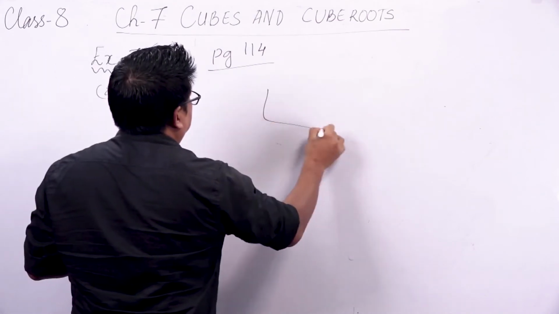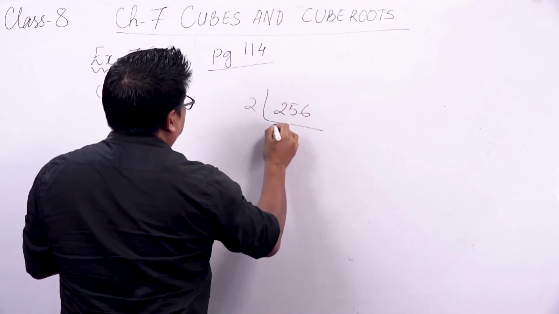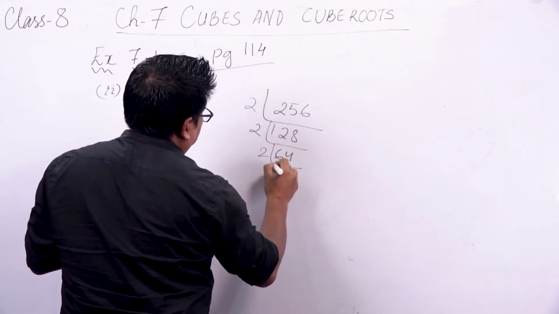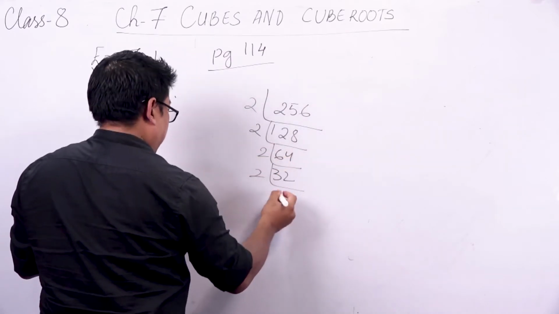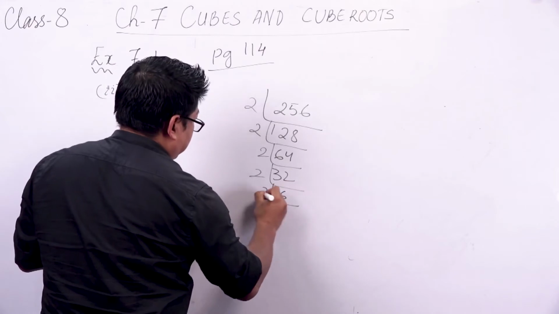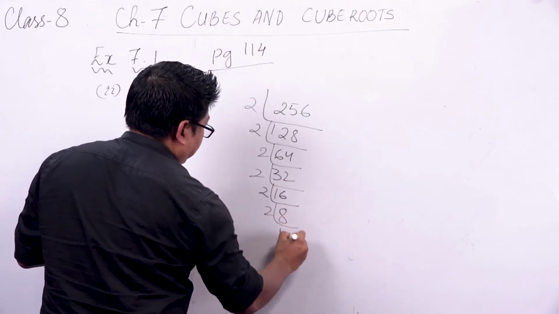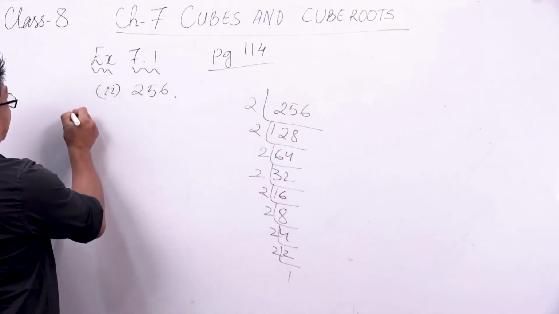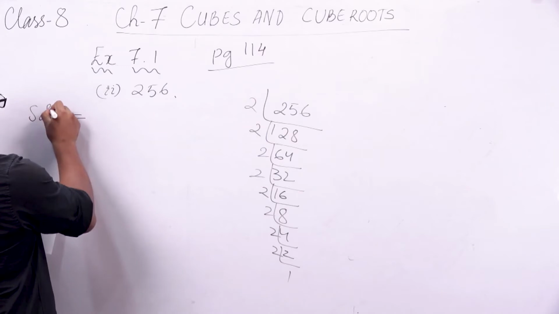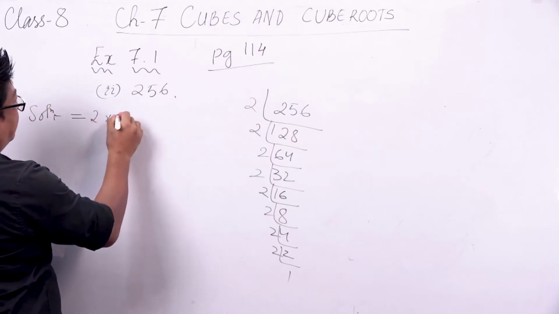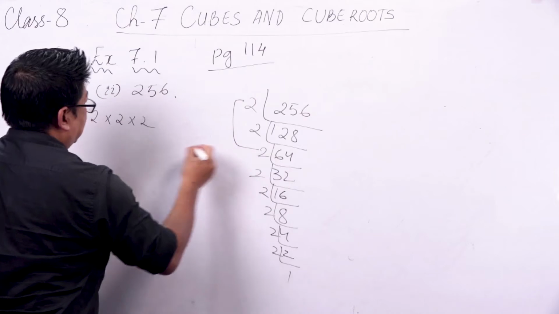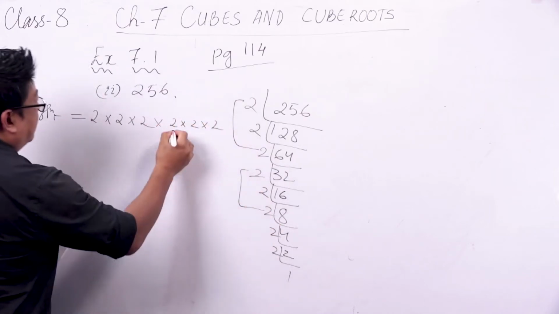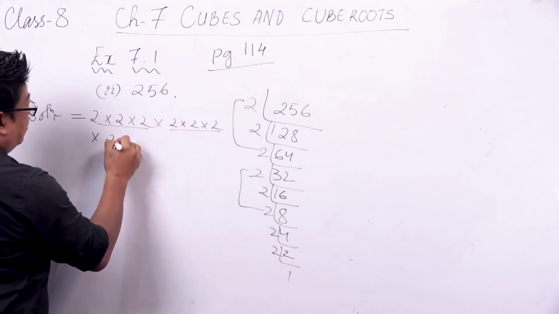256. Let's factorize. 2 into 128, 2 into 64, 2 into 32, 2 into 16, 2 into 8, 2 into 4, 2 into 2, 2 into 1. So this is the prime factorization. I'm getting 2 into 2 into 2. This is done. Into 2 into 2 into 2. Another group done. Into 2 into 2.